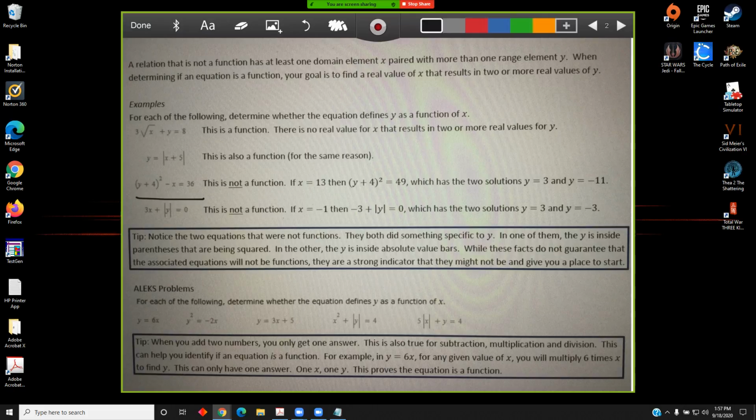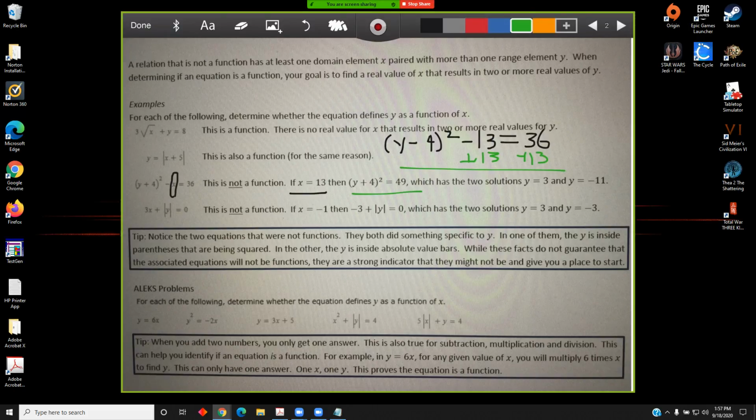Next equation. Y plus 4 in parentheses squared minus x equals 36. This is not a function. If x was equal to 13, then we would see a 13 in the part of the equation where the x is written. In other words, y plus 4 in parentheses squared minus 13 equals 36. If we were to add 13 to each side of this equation, then we would have the result y plus 4 squared equals 49.